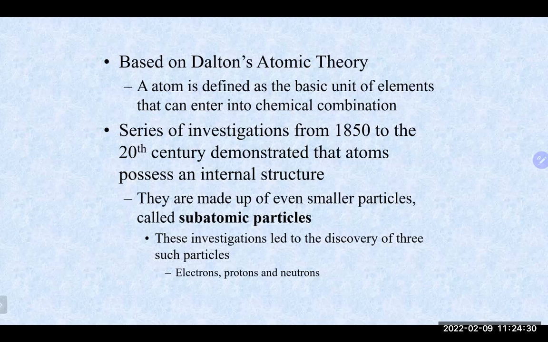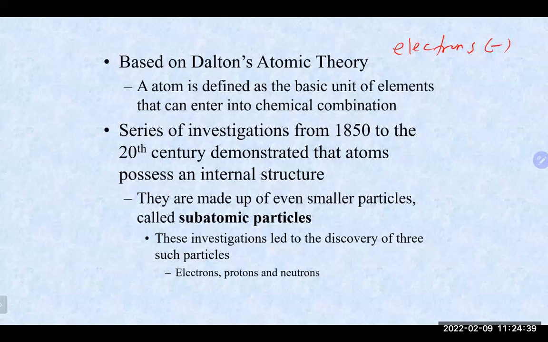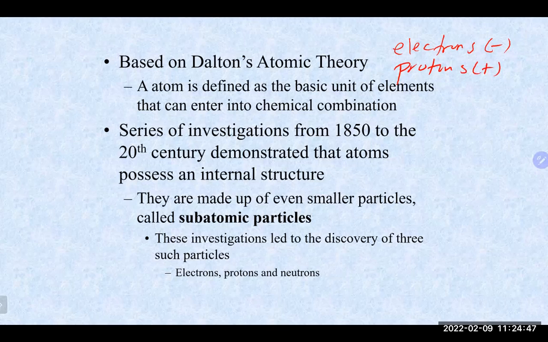We'll talk about each of these and their discovery. The electrons are negatively charged particles that are found in the atom. Protons are positively charged particles that are found in the atom, and neutrons have no charge and are also found in the atom.